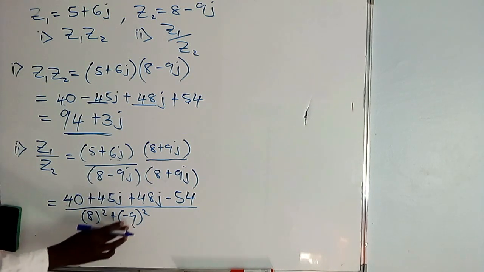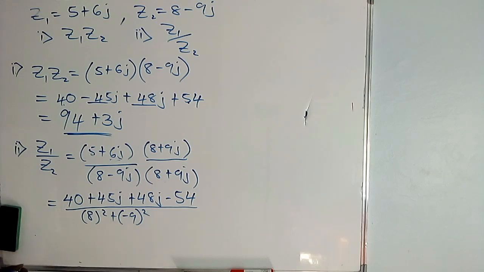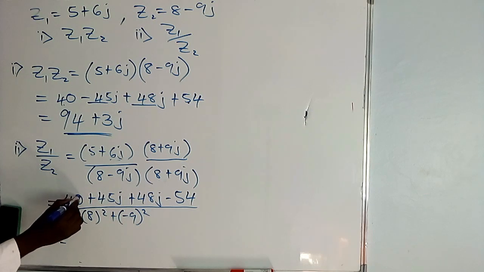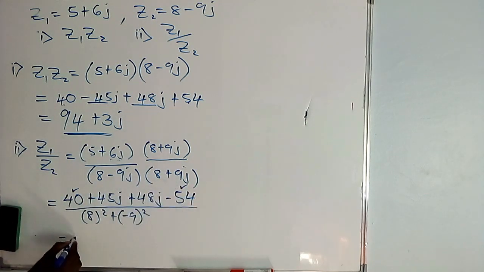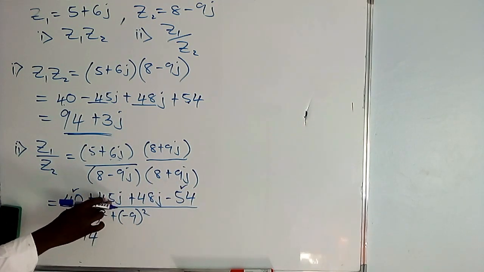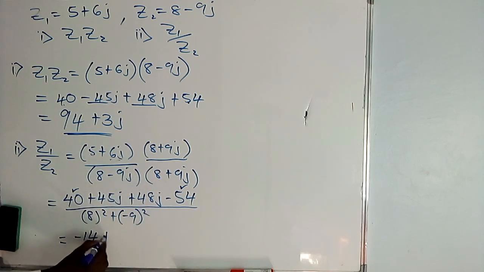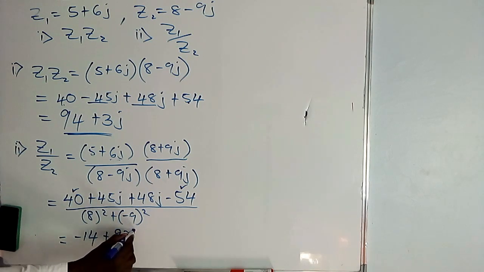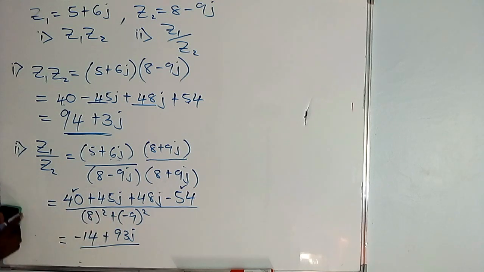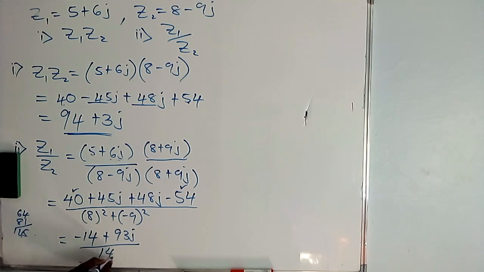So having done that, the next step is just to simplify. You start with the numerator, start with the real parts, positive 40 and negative 54. You get negative 14. Then go to j: plus 45 and plus 48. You get a total of 93j. Then in the denominator, 8 squared, we get 64, plus negative 9 squared is positive, 9 squared is 81. 64 plus 81 is 145. So the whole of that is over 145.